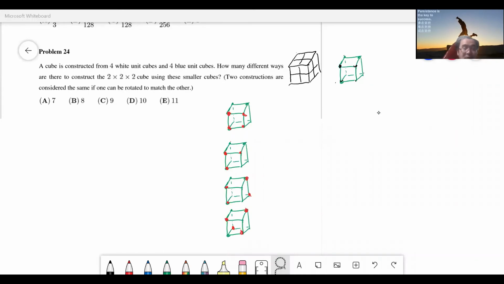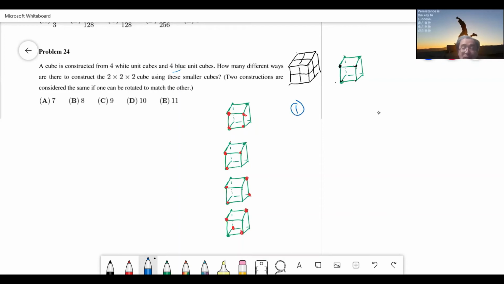Okay, there are a few possible ways to do that. The first one is to color the front layer all the same color. I just use red to represent the blue color, right? The rest of the vertices here are going to be white, right? So this is only one way to do that.